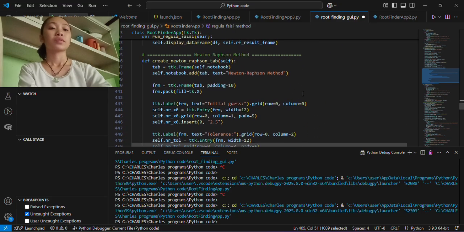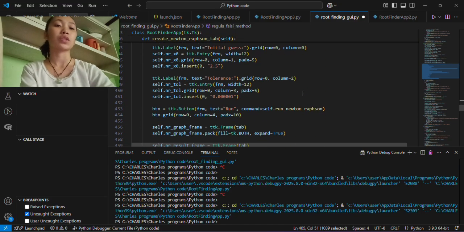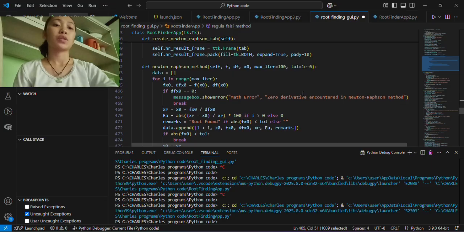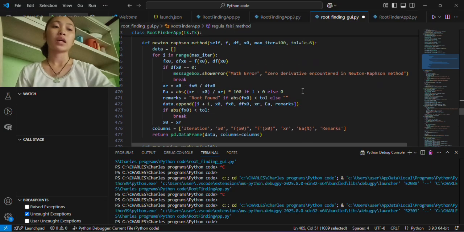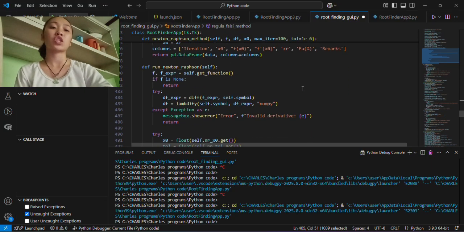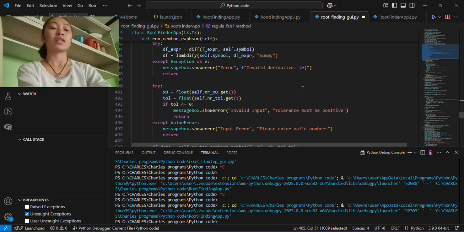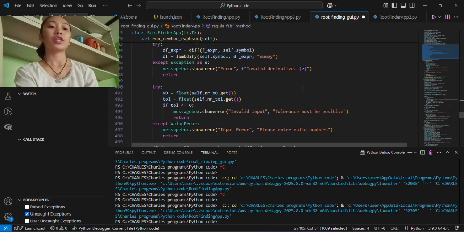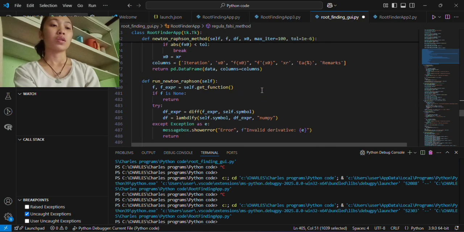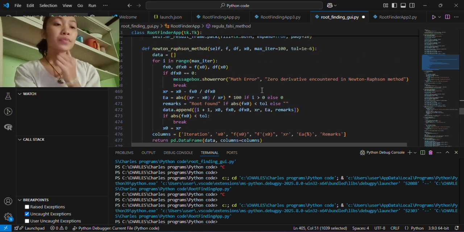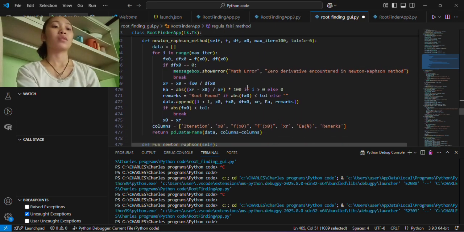Now, let's go to the Newton-Raphson method. Newton-Raphson uses the derivative to find the tangent line at the current guess and find where this tangent crosses zero. This gives the next guess. Starting from the initial guess x0, the formula x1 equals x0 minus f of x0 divided by f prime of x0 gives the next approximation. This usually converges quickly if the guess is close.